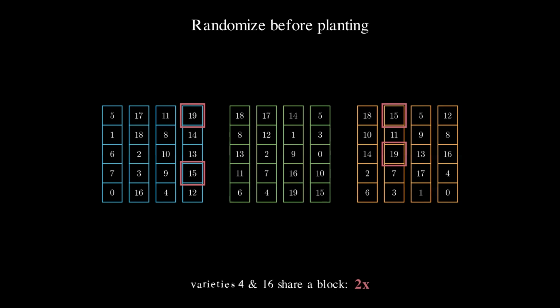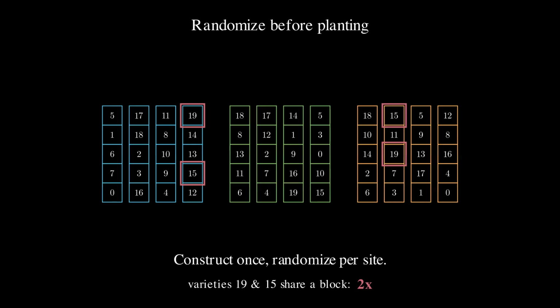Finally we relabel every variety. 4 becomes 19, and 16 becomes 15. The boxes do not move, because it is the very same 2 blocks. Only the names changed. The co-occurrence count never changed, still exactly 2. Randomization preserves the design's co-occurrence structure, while spreading any field trend randomly across varieties. A fair, efficient, ready-to-plant alpha-lattice layout.